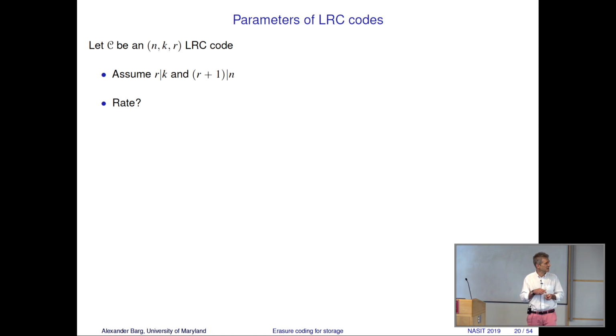And while you're thinking, let's discuss the parameters of LRC codes. So our goal is to have R somewhere between 1 and K, not equal to 1, not equal to K. We will assume that R divides K, the number of the helper nodes, and R plus 1 divides N. These assumptions are for technical purposes that are not terribly restrictive, but they make presentation much more convenient.